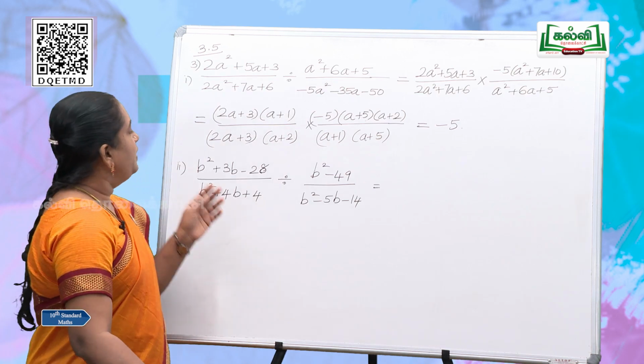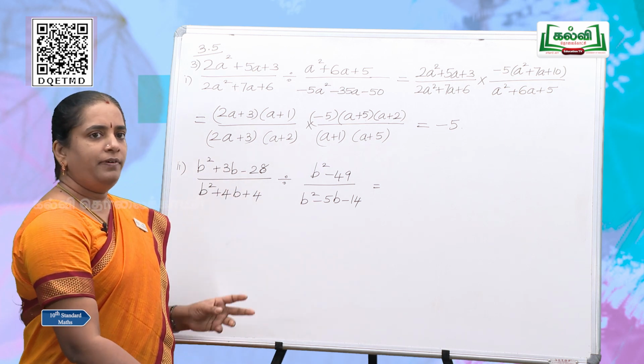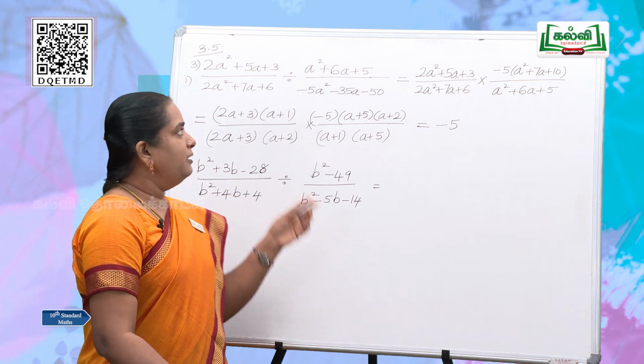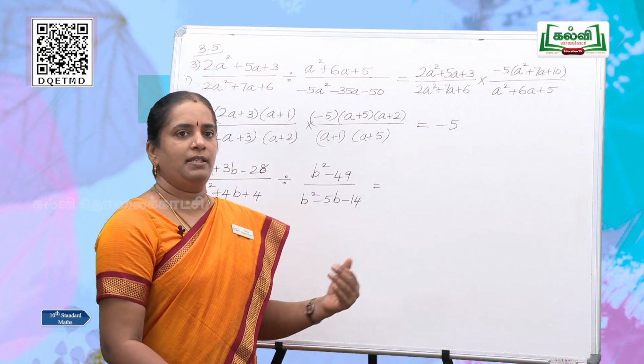See the next sum. The first rational expression is divided by the second rational expression. First, we have to change this as the first rational expression multiplied by the reciprocal of the next rational expression.